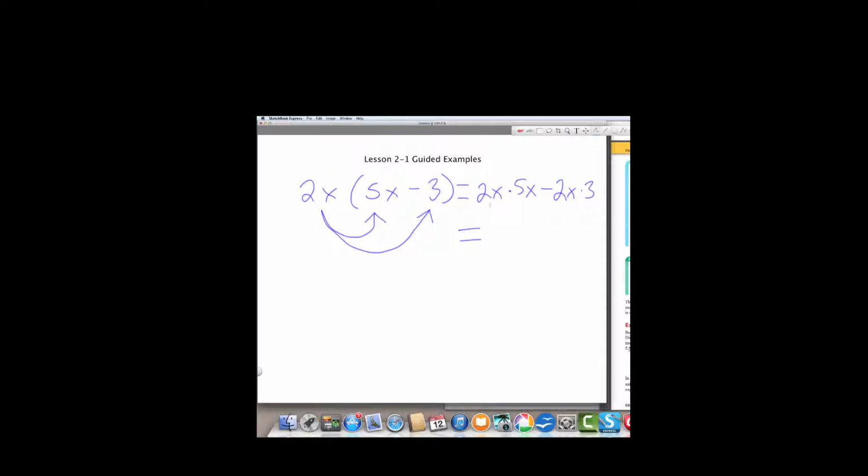2 times 5 is 10. x times x is x squared. Minus 2 times 3 is 6. And x is just x. So I now have the expansion of this particular problem, and it gives me 10x squared minus 6x.